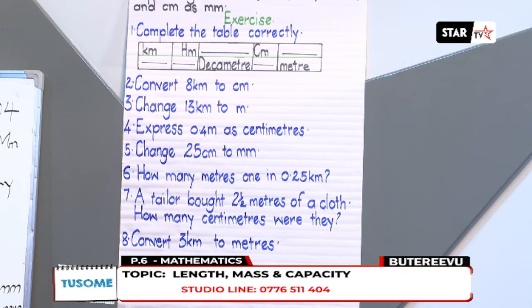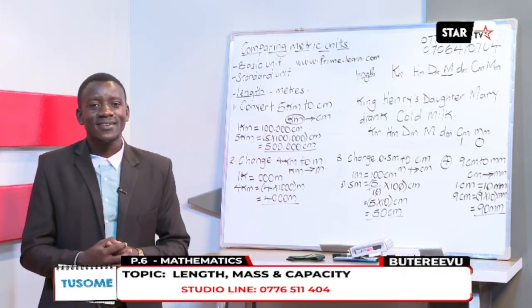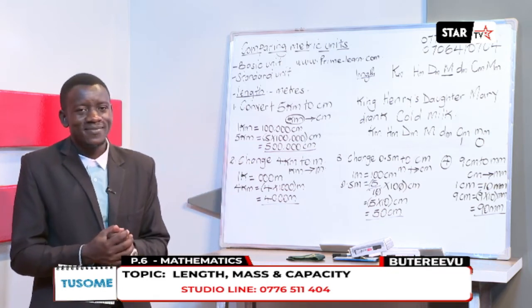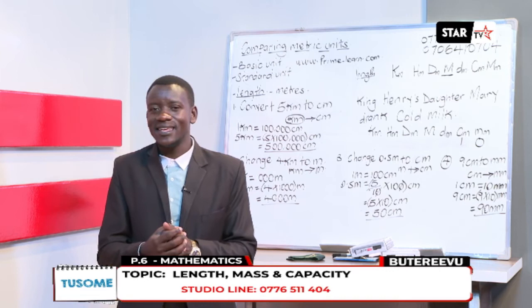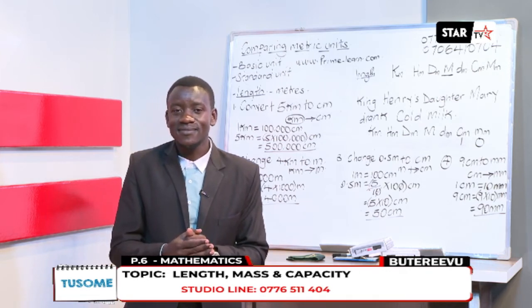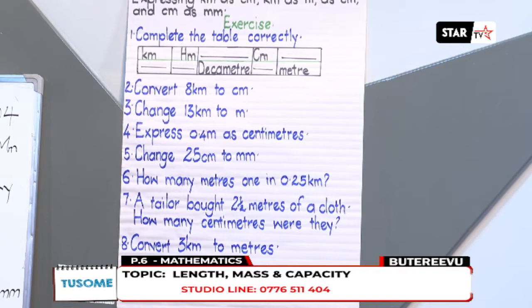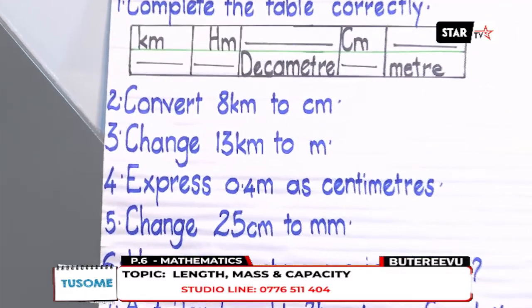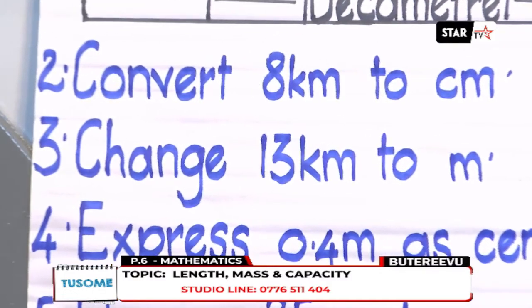I am answering number 3. You are answering number 3, little girl. Your name? 13 kilometers equals 13 times 1,000 meters.